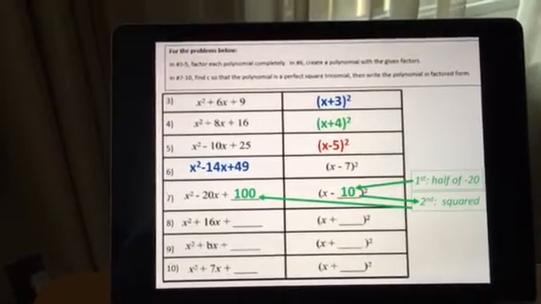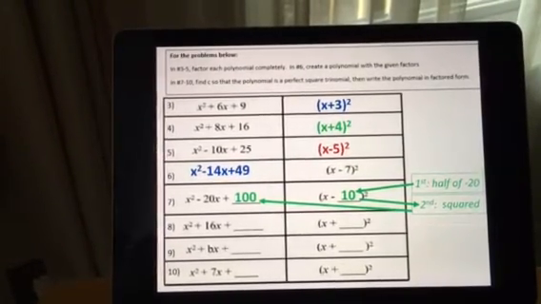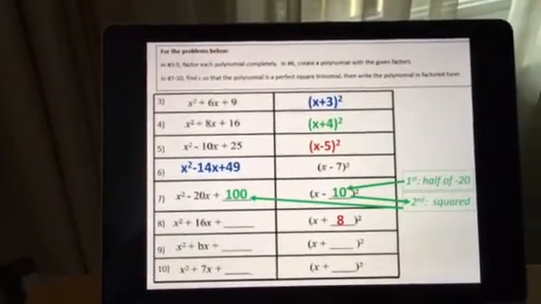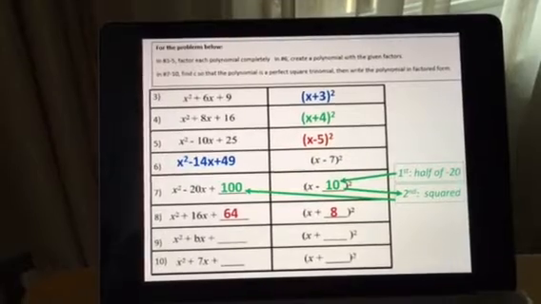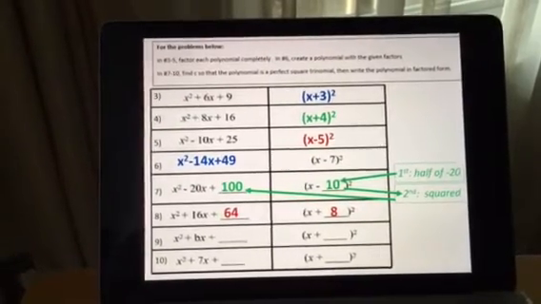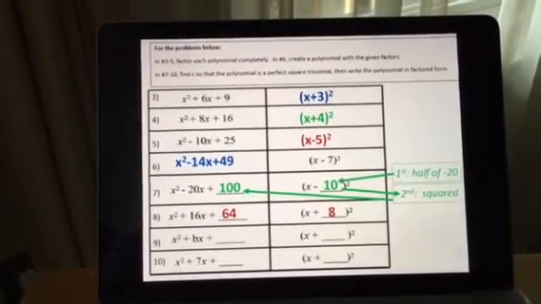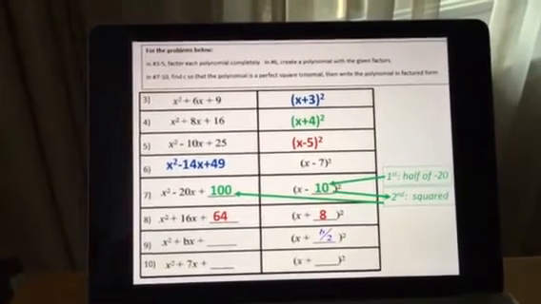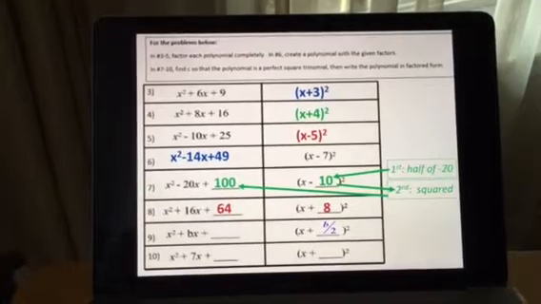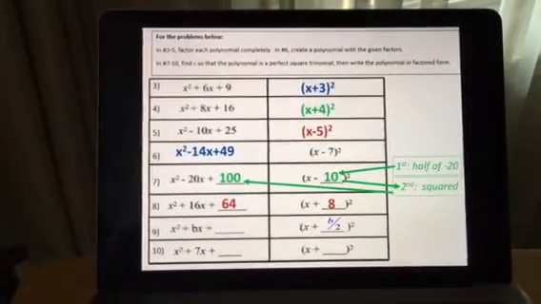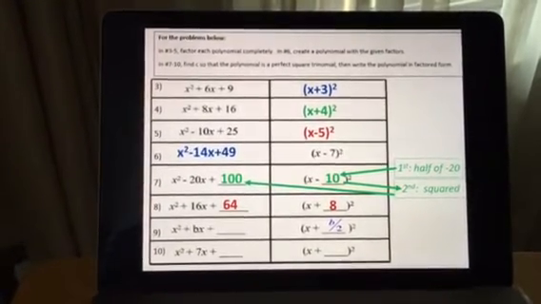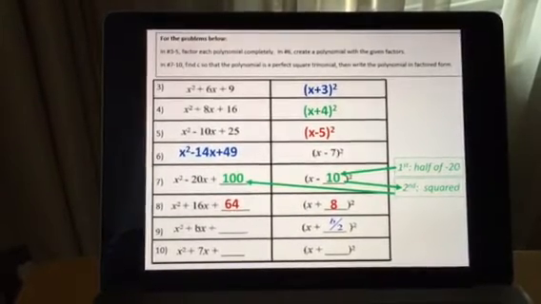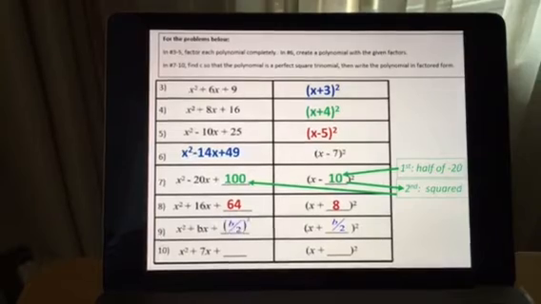Let's take a look at number 8. Half of 16 is 8. 8 squared is 64. Here's our perfect square trinomial, and here it is factored. Uh-oh. Let's take a look at the next one. Number 9. We take half of our middle term, b, which is b over 2. And then we square that, and we get b over 2 quantity squared.